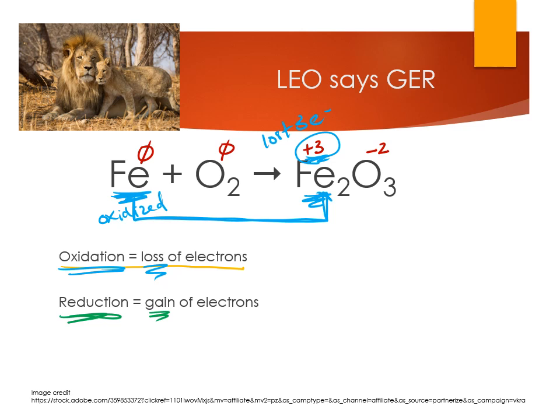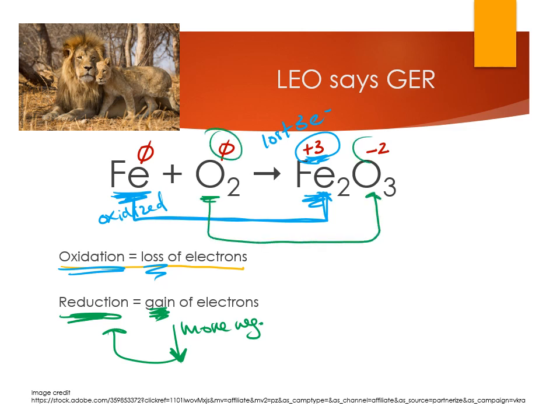Reducing is gaining electrons. I know that feels really weird because reduction usually means you have less of something, you went down. But here's what happens. It's really amazing and kind of counterintuitive. When you gain electrons, you get more negative, which means that your oxidation state went down. It got more negative, which is reduced. So our oxygen here went from a 0 down to a -2 because it gained electrons. It gained electrons, it was reduced. Iron was oxidized, oxygen was reduced.